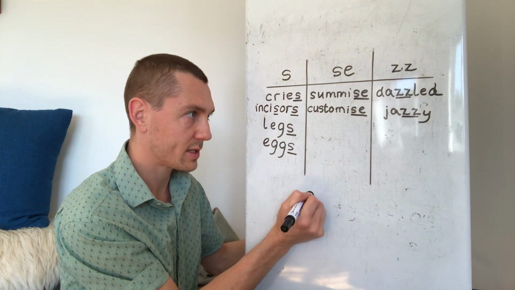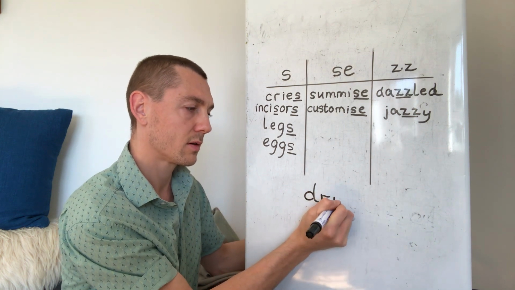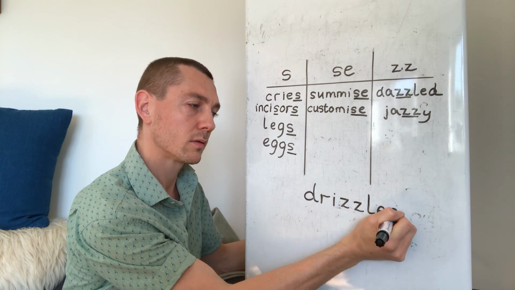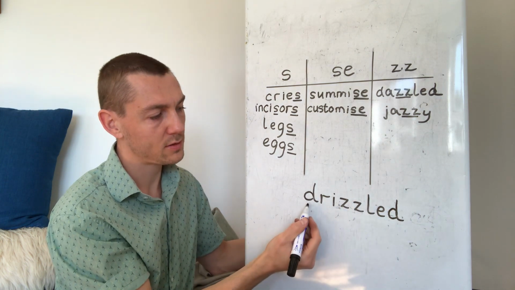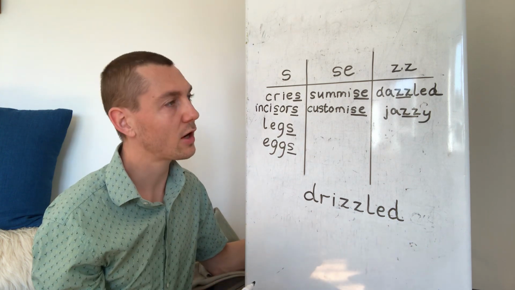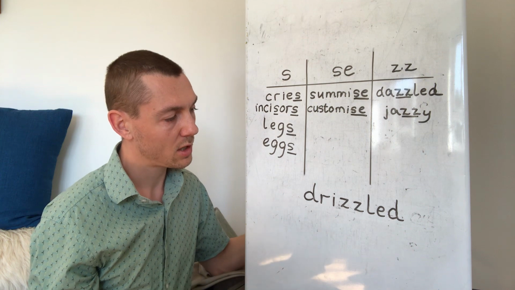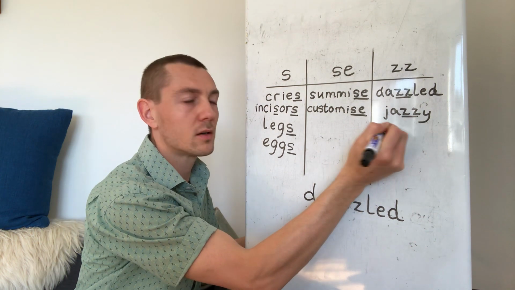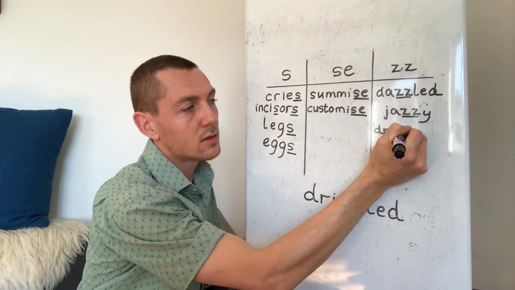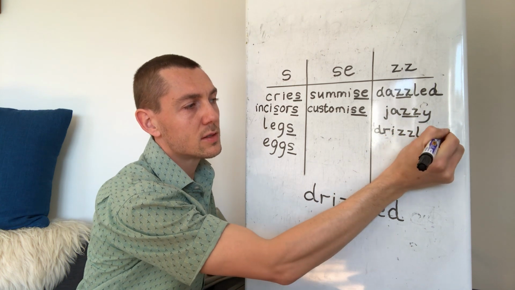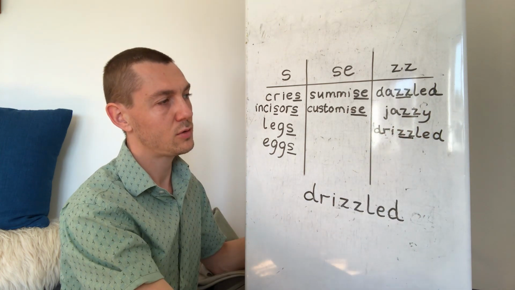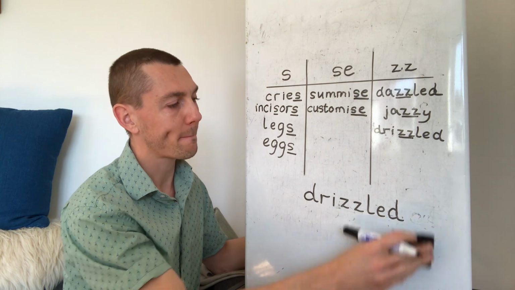Okay, last one for today. One, two, three. Good. Drizzled. Over to you. And we say d, r, I, z, l, d. Drizzled. Drizzled. Okay.